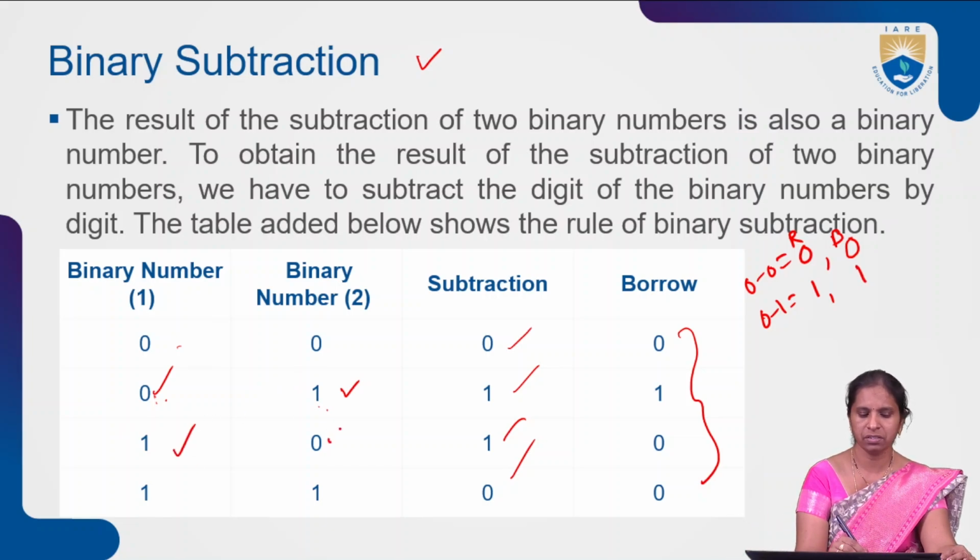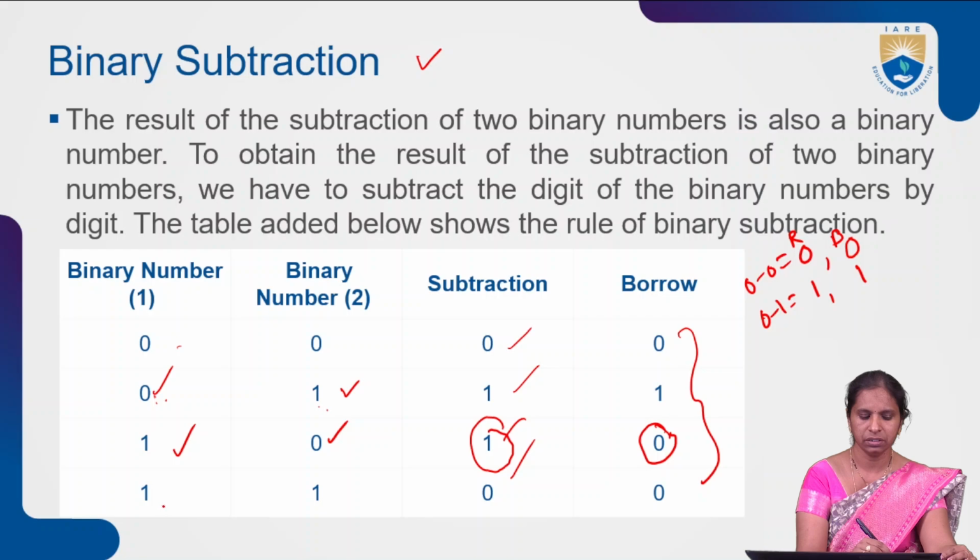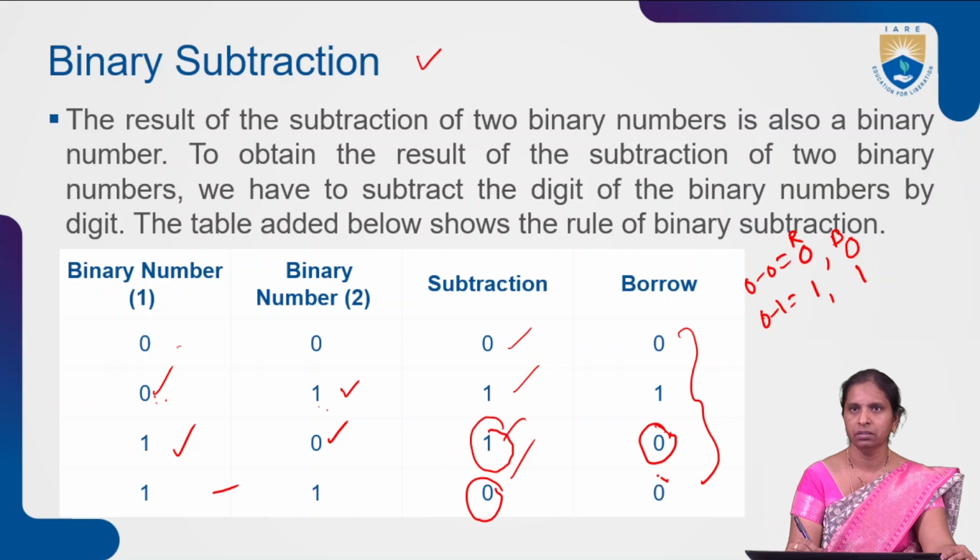Then 1 minus 0. So bigger number minus smaller number. 1 minus 0, the result is 1 and there is no need of getting any borrow here. Therefore, the borrow is equal to 0 here. Then 1 minus 1. What is 1 minus 1 equal to? The subtraction result is 0 as well as the borrow result is also 0.